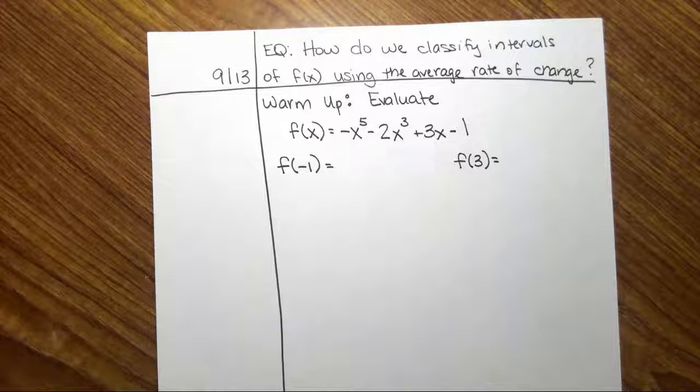Then we also talked about intervals on which things were increasing, decreasing, and constant, right? When we looked at a graph, we were just looking at the slope. You remember that? So we're going to pick up on that today. We're going to start with this.